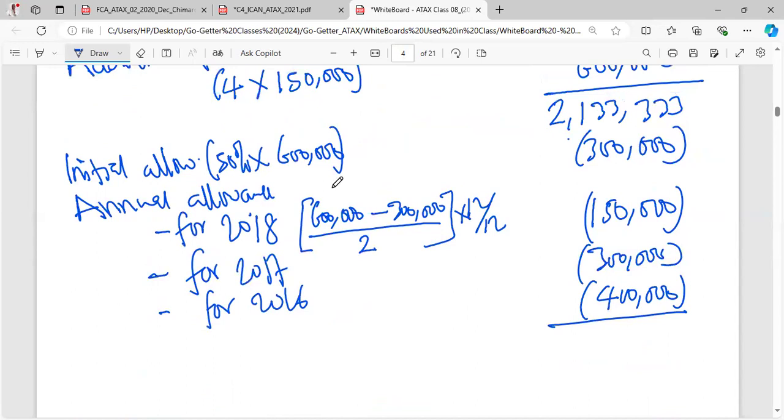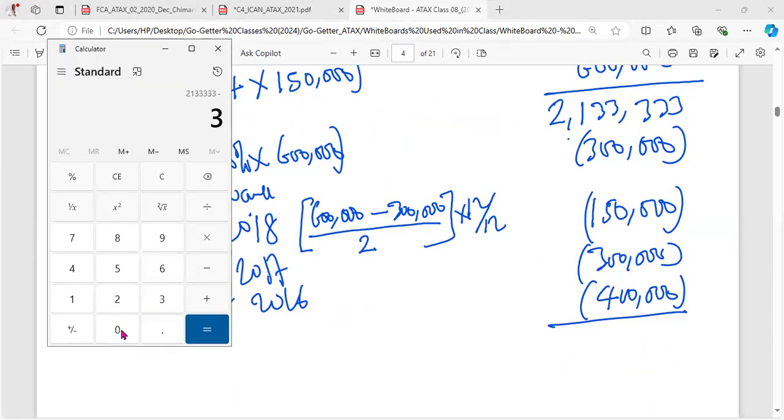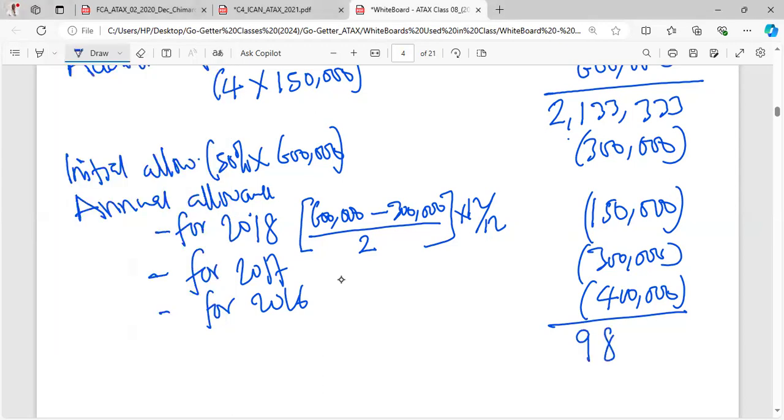So when we say this one here, minus 300 is the initial allowance, minus 150, minus 300, minus 400. That will give me 983,333. So this is your tax written down value.